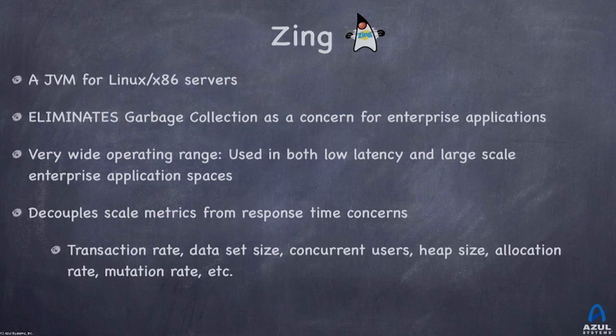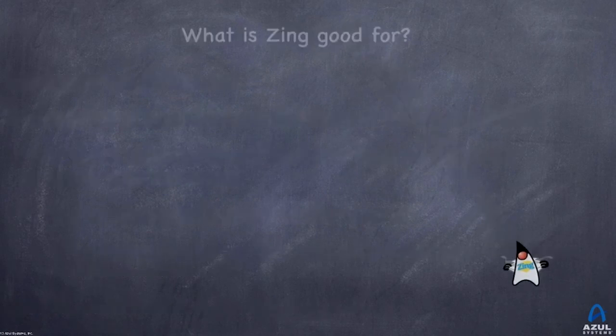It decouples metrics like scale metrics from response time. So how big you are, how many things per second you do, doesn't have a link to whether or not your JVM is going to freeze for X amount of time. The notion that a computer should be okay to freeze for X amount of time is kind of a weird one that was introduced with garbage collection.